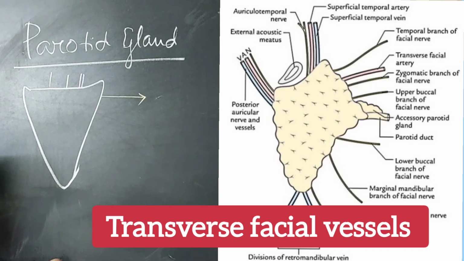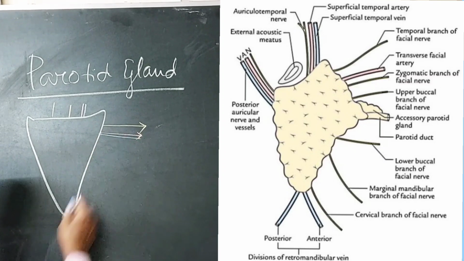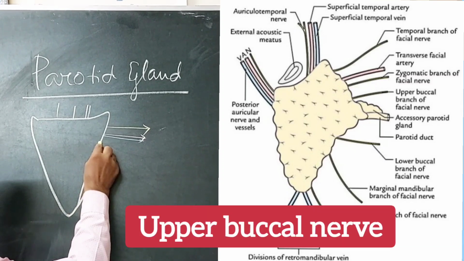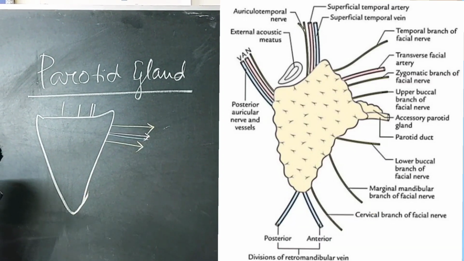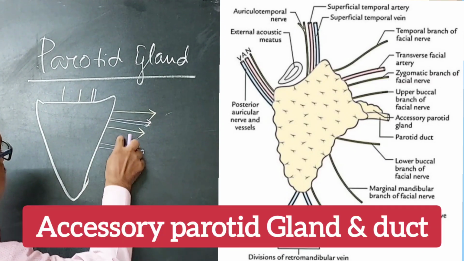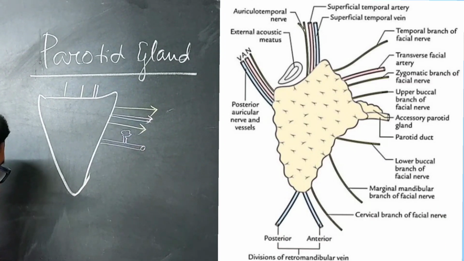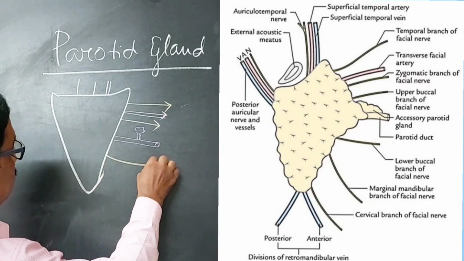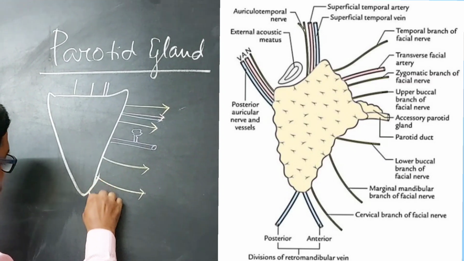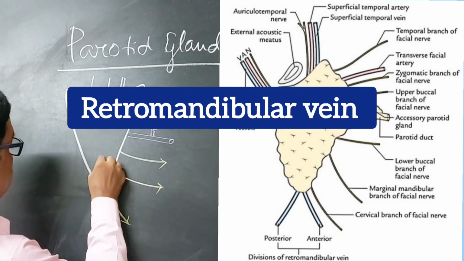transverse facial vessels, one artery and one vein, and below this is the upper buccal nerve, this one, again upper buccal, then parotid duct here, but in between these two is the accessory parotid gland and its duct. Then lower buccal nerve, then marginal mandibular. The apex, cervical branch of facial nerve supplying the platysma, then retromandibular vein.